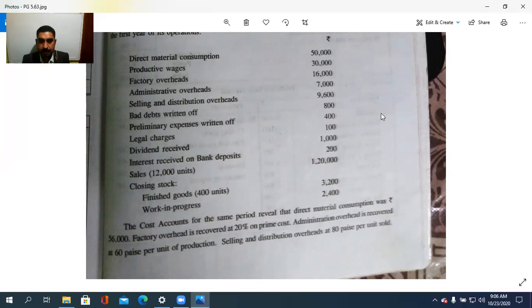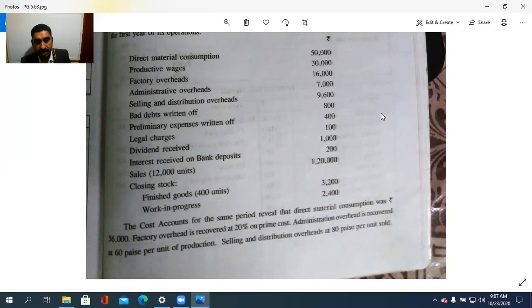Cost accounts for the same period reveal that direct material consumption was 56,000. There is a difference in the cost account itself. That is, direct material consumption is 50,000 in the P&L, while here it is 56,000.